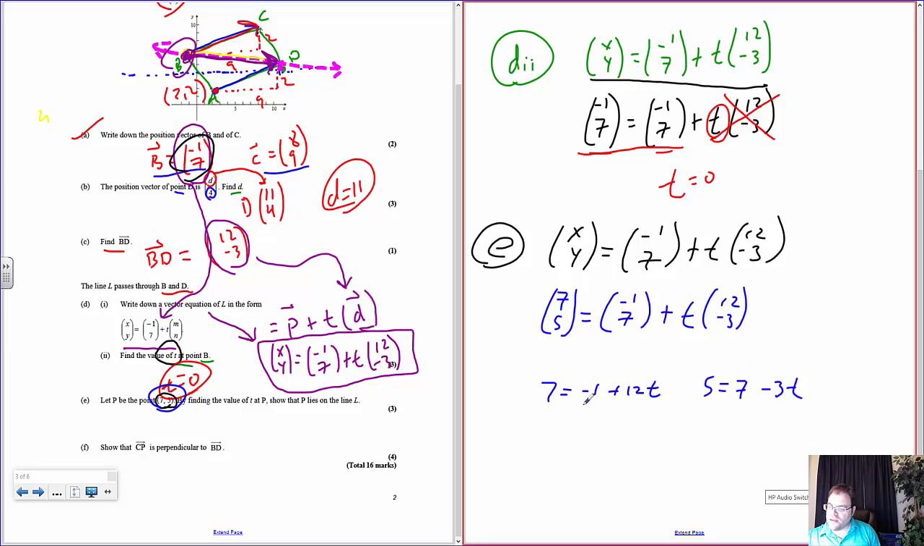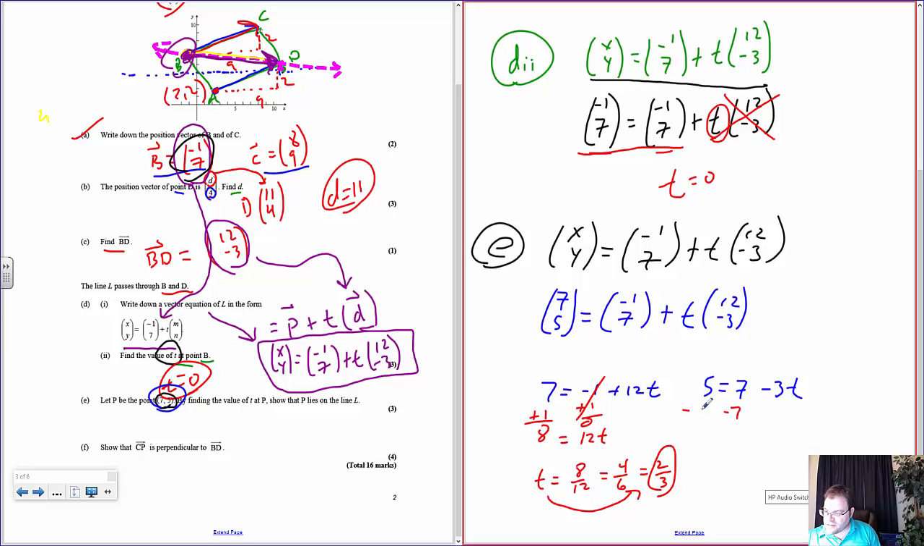It's a singular value. So let's add 1 and add 1. This is 0. This is 8. 8 is now equal to 12t. That means t is equal to 8 over 12, which is equal to 4 over 6, which is the same thing as 2/3. So that's the answer I got for t.